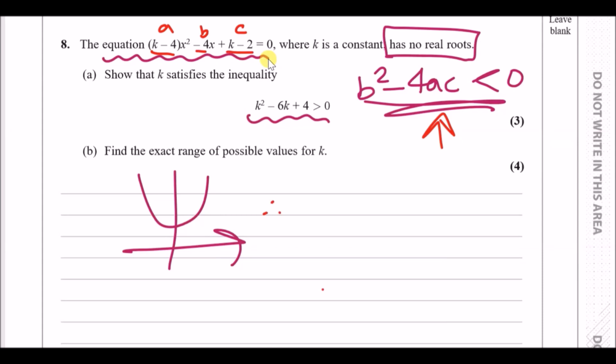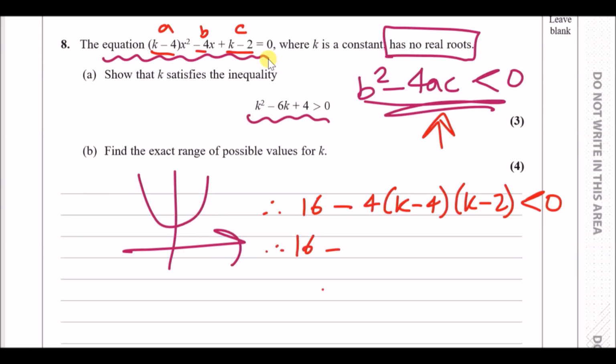So the b squared is going to be minus 4 squared, which is just 16, minus 4 times the a part, which is k minus 4, and c is going to be k minus 2. And because it has no roots, it's going to be negative. Right, so what we're going to do now is just expand this to the best we can. So let's do this here. So we're going to have 16 minus 4.